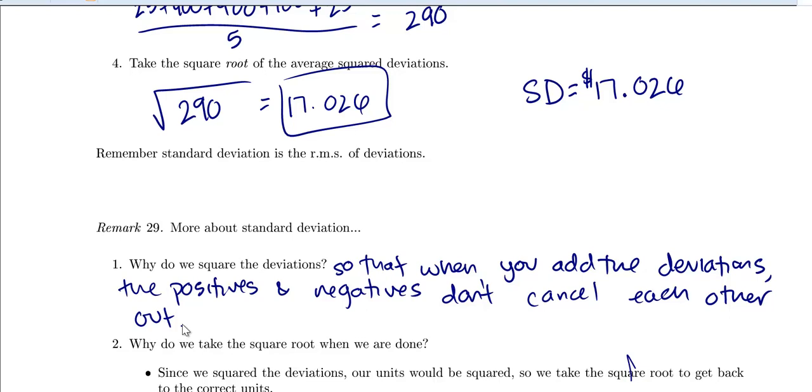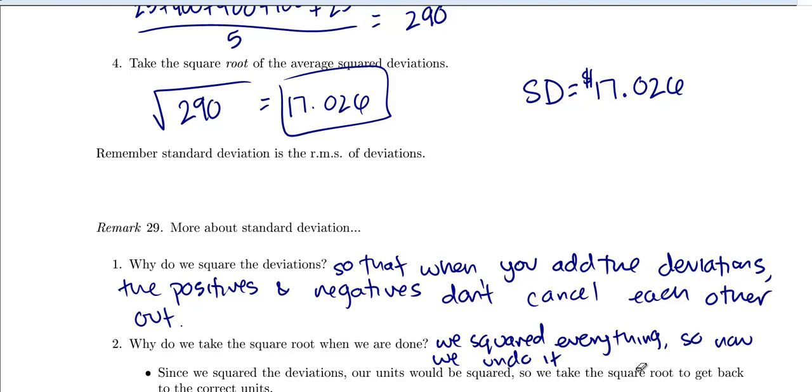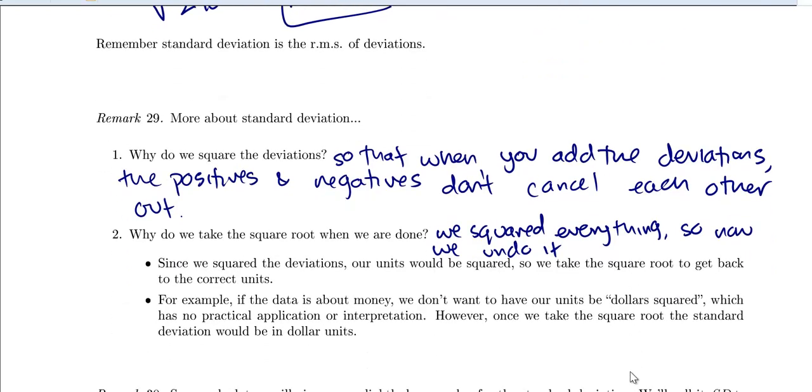The next question is, well, why did we take the square root when we were done? So first we have to square everything, and then we take the square root. Well, that's because we squared everything. So now we kind of undo it. The main reason is because we squared our deviations, so our units would be squared. So we take the square root to get back to our correct units. So for example, if your data is about money, you don't want to have your units be dollar squared. That doesn't make any sense. So if we take the square root, then we get back to just dollars.